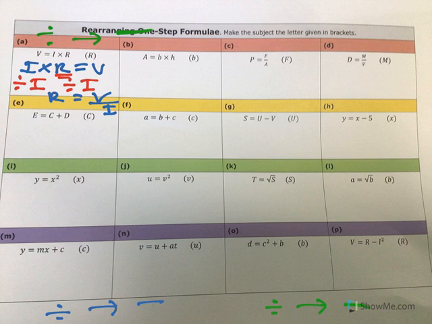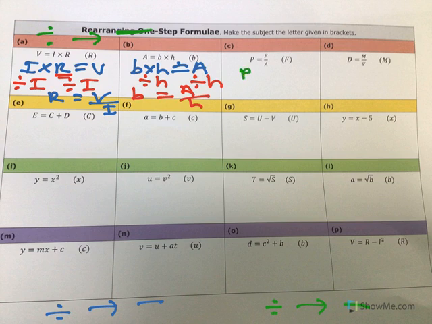Okay, A equals B times H. B is on the other side, so B times H equals A. Divide by H, because that's what I want to get rid of, and that's times H. So B is A on H.